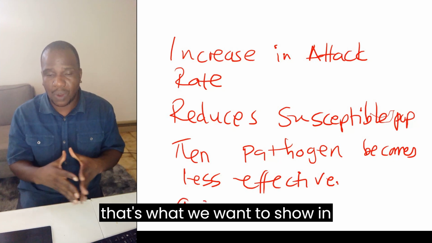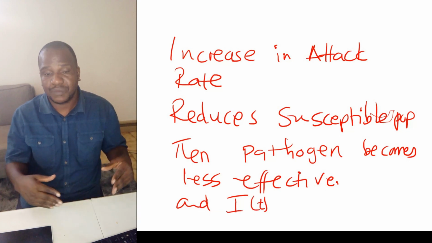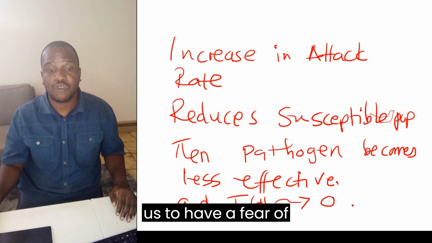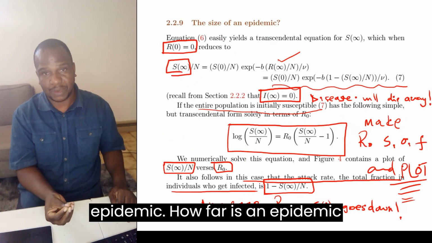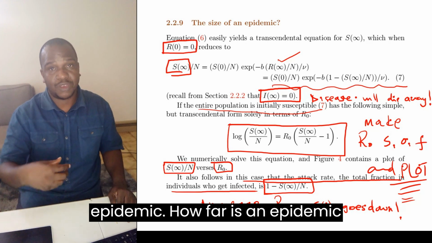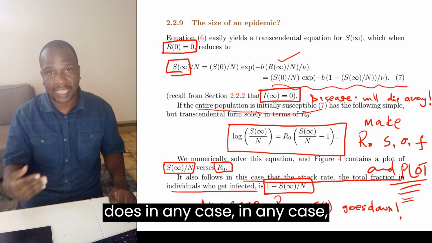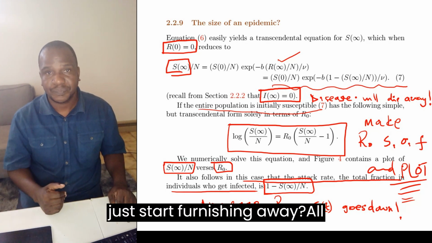So that's what we want to show in Python, the plot, just for us to have a feel of what happens within an epidemic. How far is an epidemic prepared to go, and at what point does it just start vanishing away? All right.